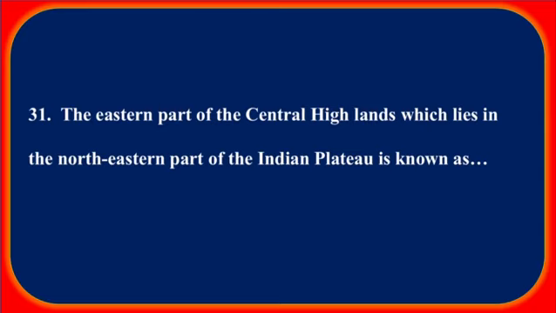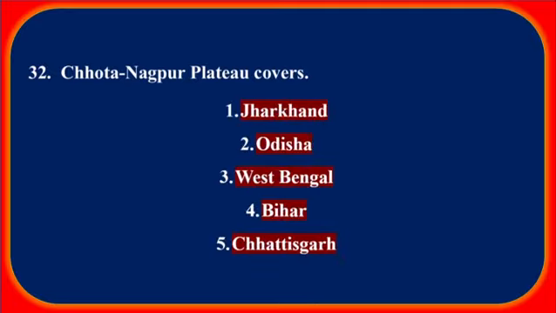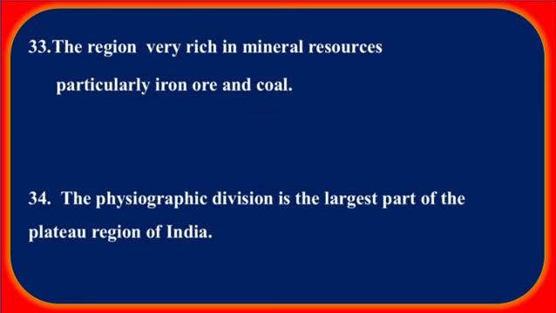The eastern part of the Central Highlands, which lies in the northeastern part of the Indian Plateau, is known as the Chota Nagpur Plateau. It covers Jharkhand, Odisha, West Bengal, Bihar and Chhattisgarh. The region is very rich in mineral resources, particularly iron ore and coal. The next physiographic division is the largest part of the plateau region of India.